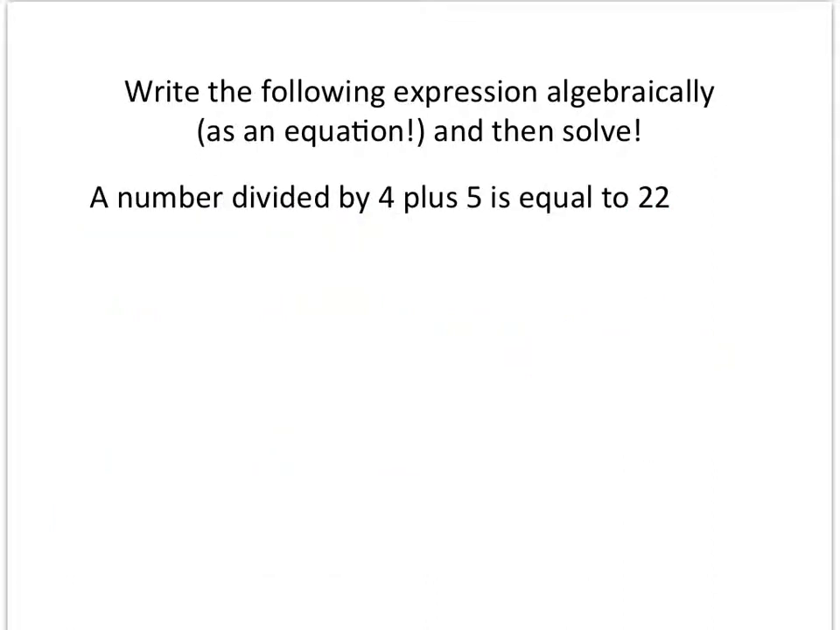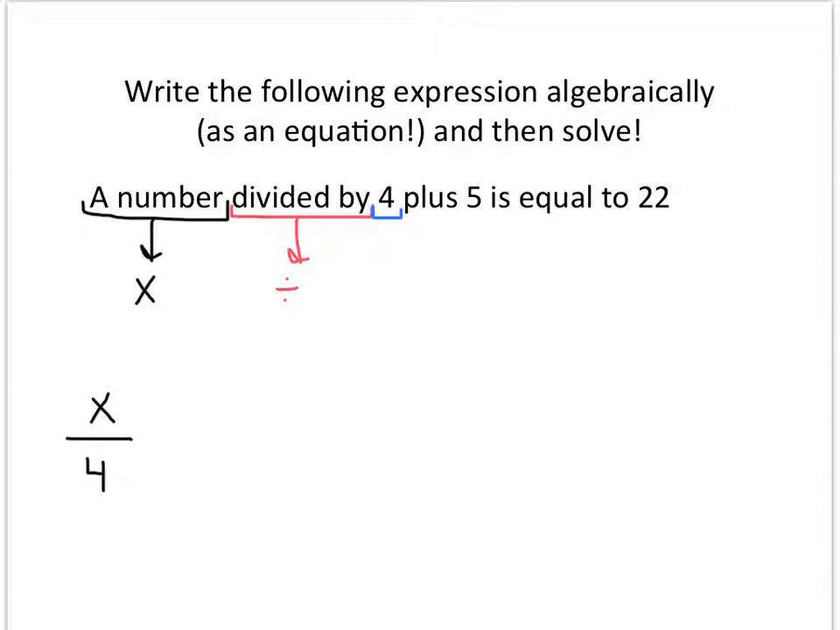A few more problems here. Here I have a number divided by 4 plus 5 is equal to 22. So let's go term by term. First, a number translates into an x. So we'll write that new equation down here, starting with x. Divided by implies division, or in other words, means I'm making a fraction. So the x is being divided by some number. What is it being divided by? Well, it's being divided by the 4.